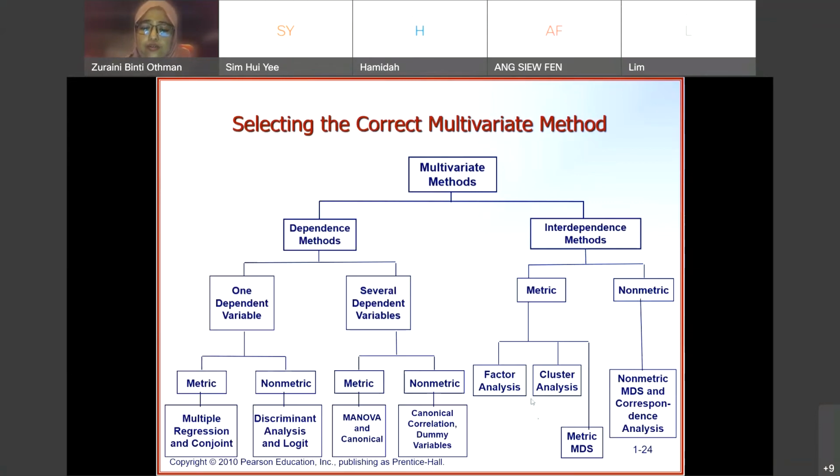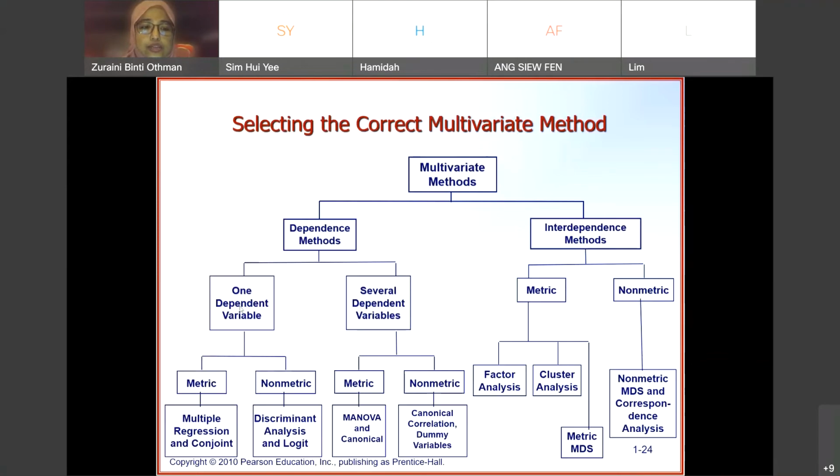For the metric, if it involves metric, there are about three types of analysis, which are factor analysis, cluster analysis, and metric. This chart will help you to determine which analysis we want to do next. Okay, if the data type for this interdependent is non-metric, then we have to do non-metric MDS and correspondence analysis. And these are the types of analysis.